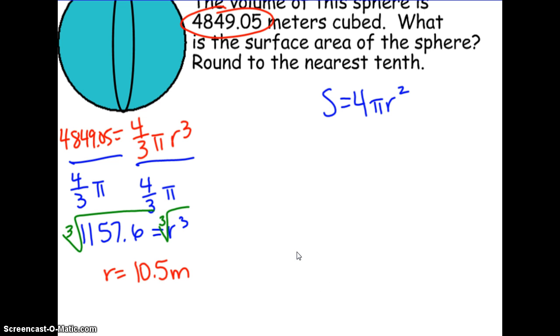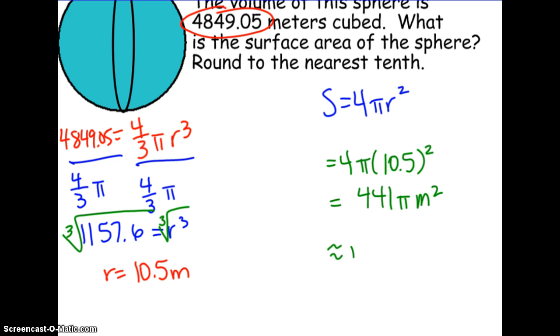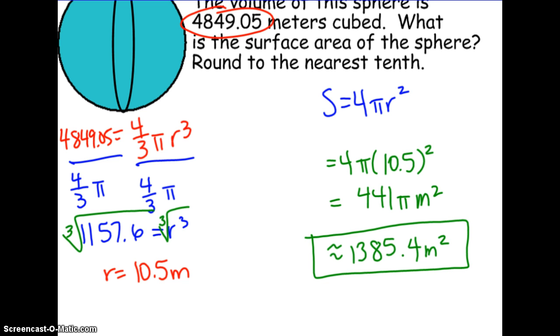Alright, so we're going to take this radius and now plug it in. 4 pi times 10.5 squared, which would be 441 pi meters squared. Directions say round to the nearest tenth, so it's approximately 1,385.4 meters squared. And that's my answer because it says round to the nearest tenth.